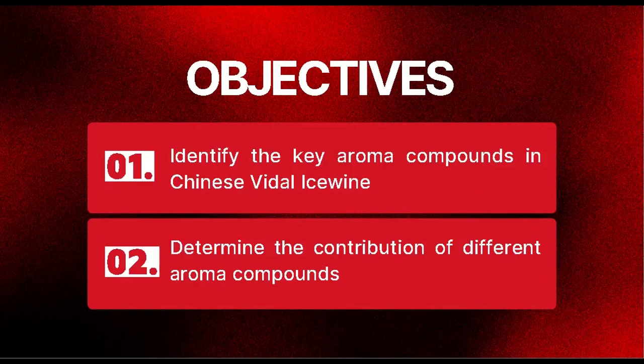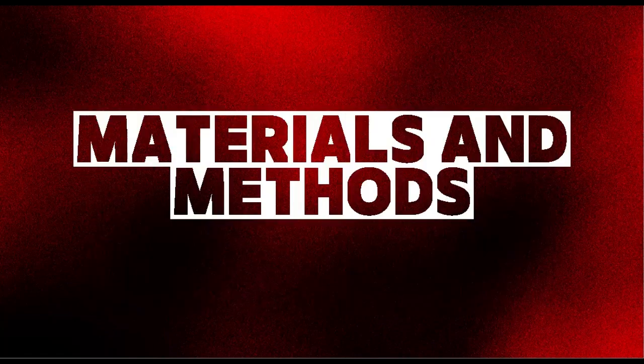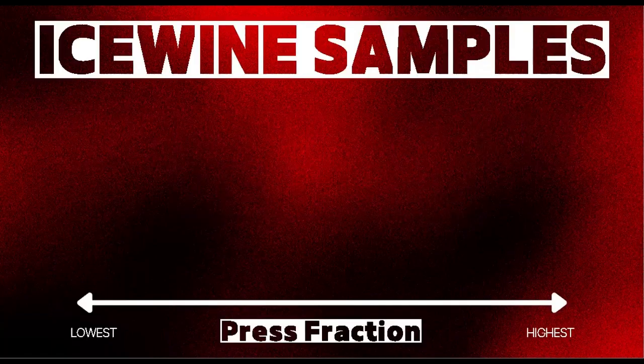So, moving on to the objectives. The first objective is to identify the key aroma compounds in Chinese Vidal Icewine. The second objective is to determine the contribution of different aroma compounds to the profile of Chinese Icewine by using GCO, quantitative measurement, aroma recombination, and omission tests, which will be clarified further on. Next up are the materials and methods used in the study.